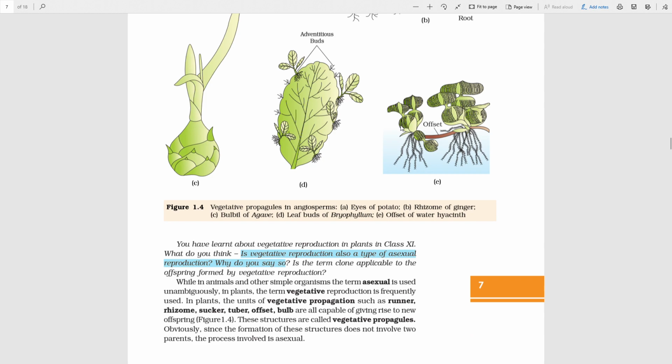While in animals like amoeba and paramecium the term asexual is used, in plants the term vegetative reproduction is used frequently. In plants, units of vegetative propagation are known as runner, rhizome, sucker, tuber, offset, bulb. These are all different types of asexual reproduction belonging to the plant, so we call it vegetative propagation. All are capable of giving rise to new offspring. These structures are known as vegetative propagules.